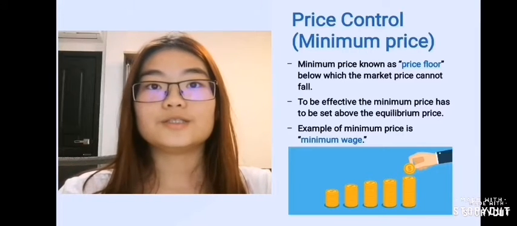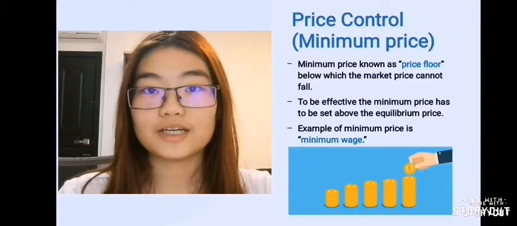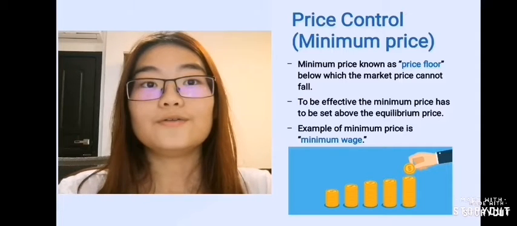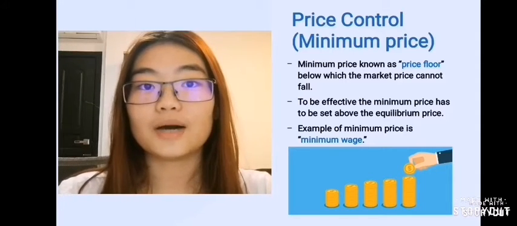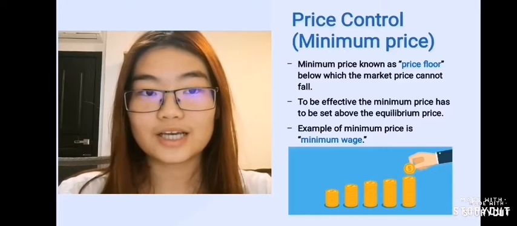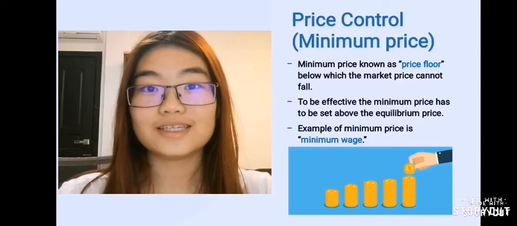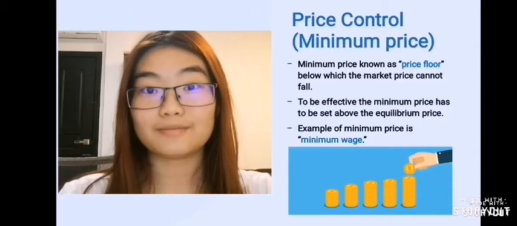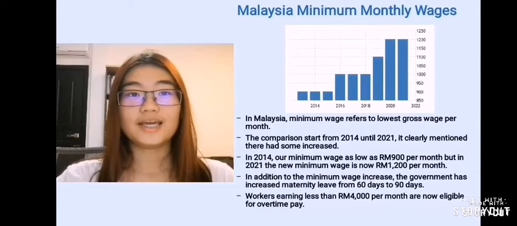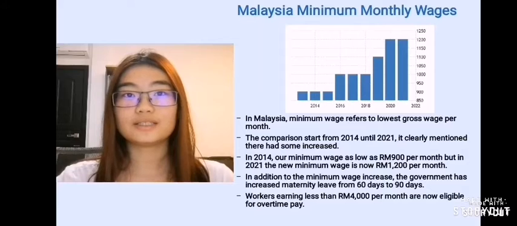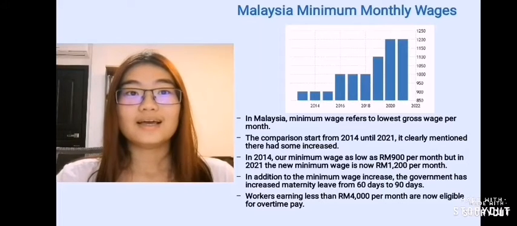The minimum price, known as price floor, is the price below which the market price cannot fall. To be effective, the minimum price has to be set above the equilibrium price. So, the best example of the minimum price is minimum wage in the labor market. Malaysia minimum monthly wages. In Malaysia, minimum wage refers to the lowest gross wage per month.